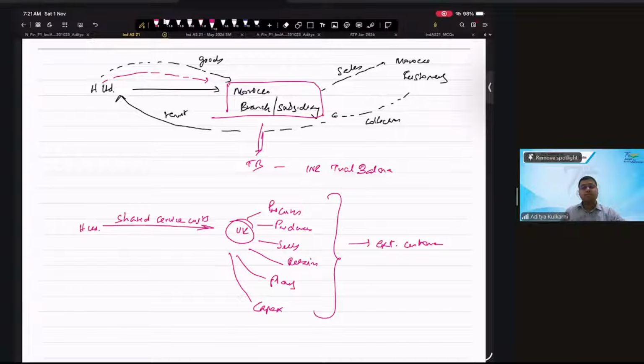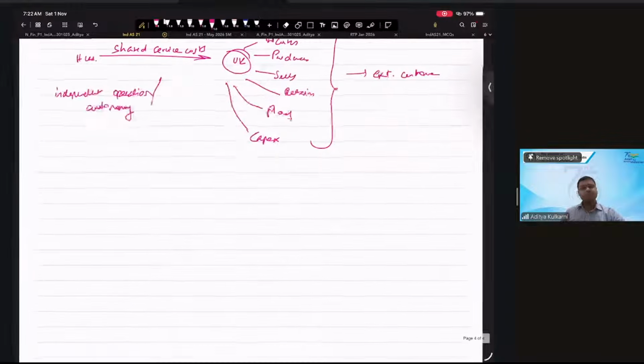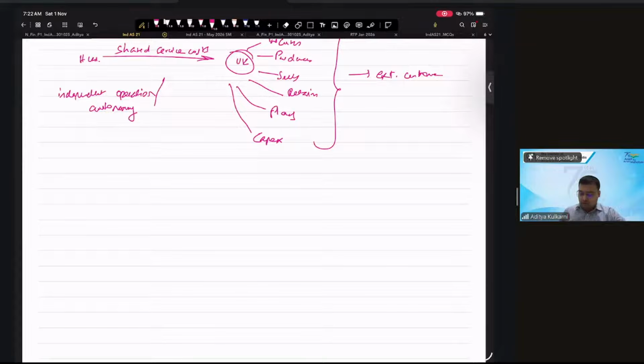This becomes which case? This becomes an independent operation. Yes or no? Bolo, this becomes an independent operation which has autonomy. Which has autonomy. Yes or no? Yes, sir. Yes. So therefore, will this company have a trial balance?